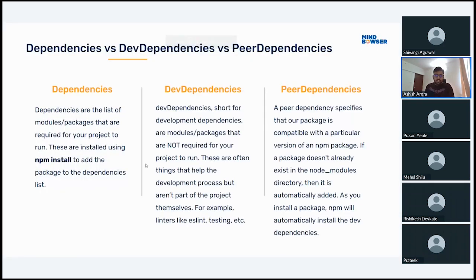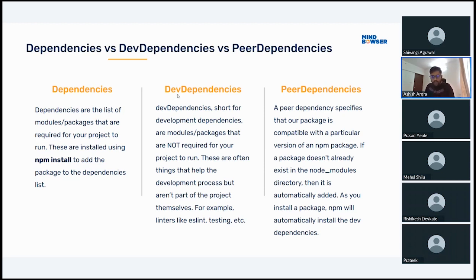Now I created three dependency sections in the package.json: dependencies, dev dependencies, and peer dependencies. What are those three? Dependencies are the list of modules and packages which we want to use inside our local project or after we deploy it on our production server or dev server. Whenever we run npm install, it also installs all the dependencies mentioned inside the dependencies of our package.json.